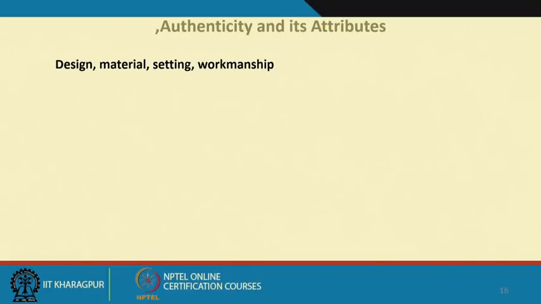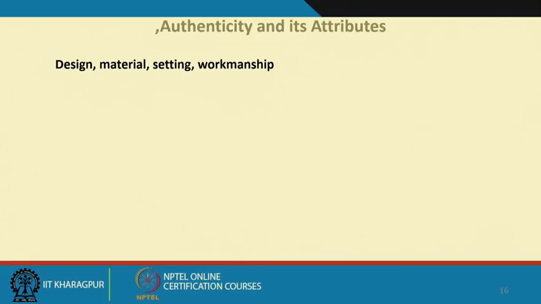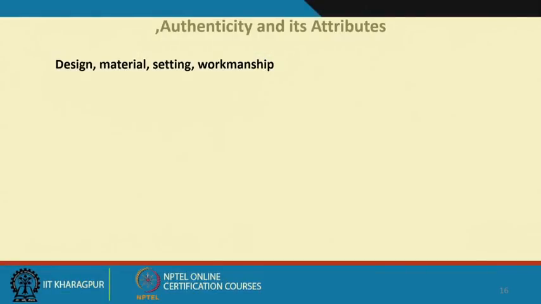Now, initially there were 4 aspects which were generally considered to understand authenticity. They were design, material, setting and workmanship. But over the years, as more and more other types of structures from various other continents, Southeast Asian countries, Asian countries, India and other places came, there was a realization that these 4 aspects are not enough to explain the authenticity of a heritage resource.